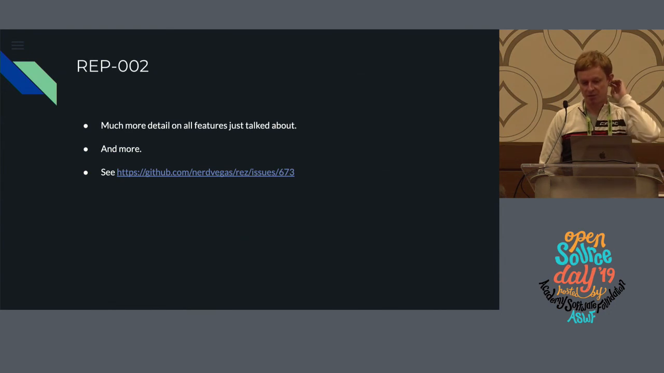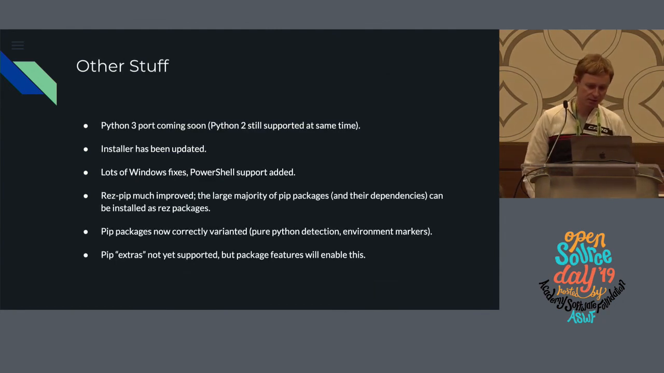Loads more detail about everything I've just talked about is available on the REP 002 ticket on the GitHub project, and the link's there. It should be easy to find. Other stuff, we're in the middle of a Python 3 port at the moment. It's coming along. It should be ready, I think, reasonably soon. Python 2 will be supported at the same time. You will not be forced to use Python 3 once that version of Rez is released.